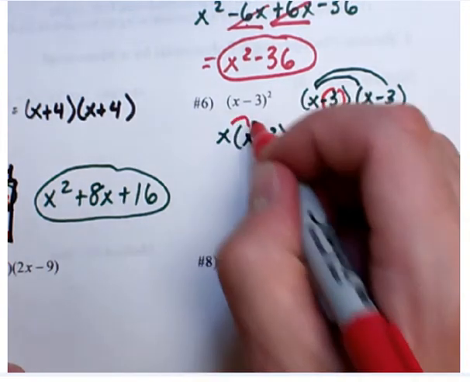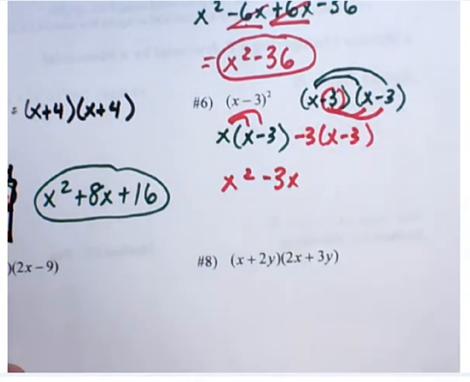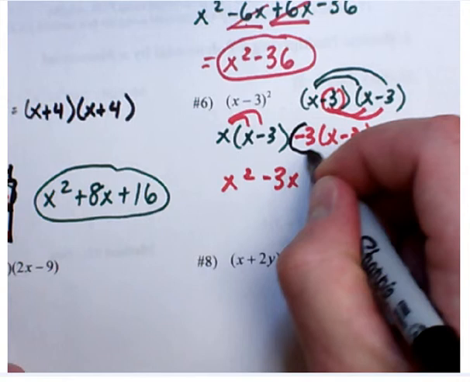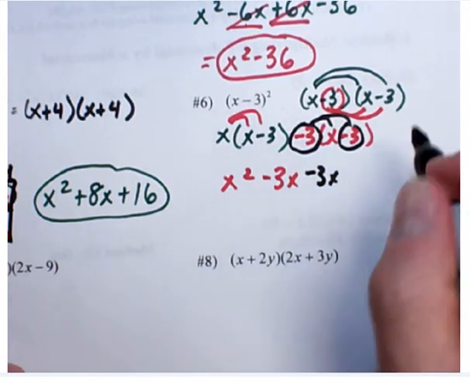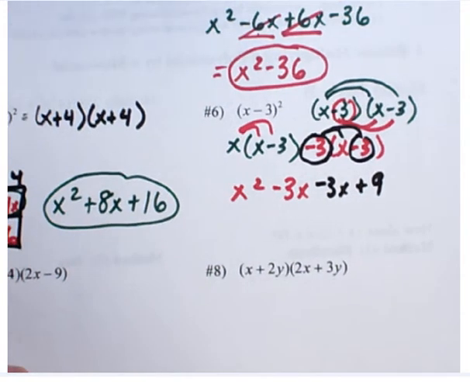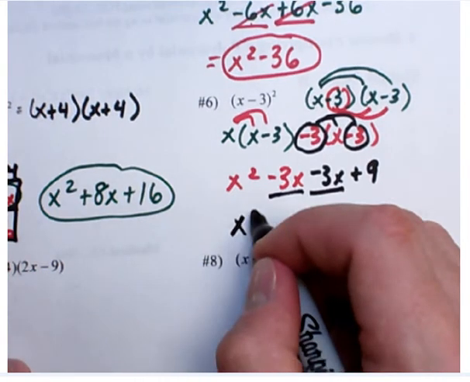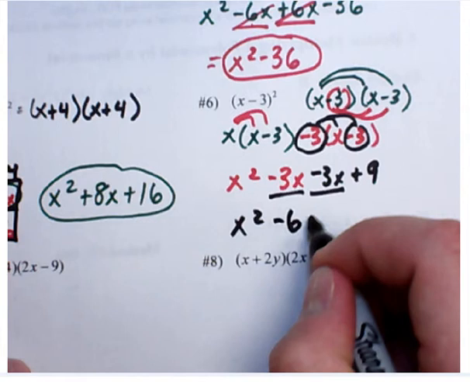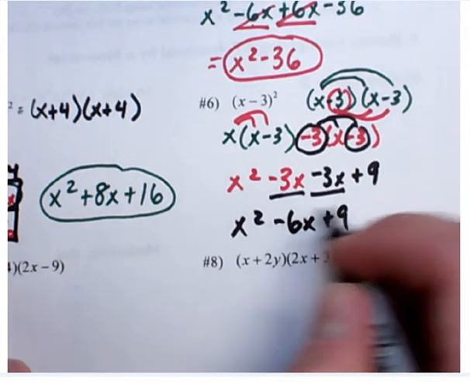Distribute: x squared minus 3x. And then here, that's a negative 3, so negative 3x. And then negative 3 times negative 3 is positive 9, not 6. Negative times negative is positive, 3 times 3 is 9. Combine like terms. X squared. This becomes minus 6x. That's not 0 because they're not opposites. Plus 9. That's it.